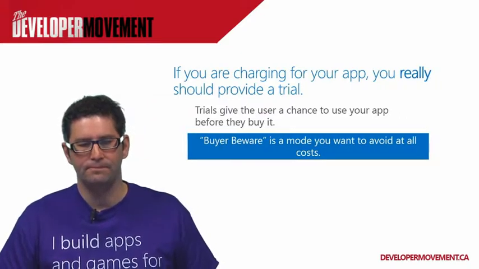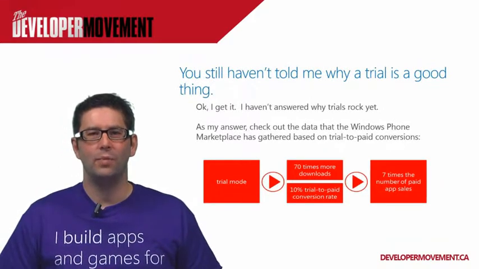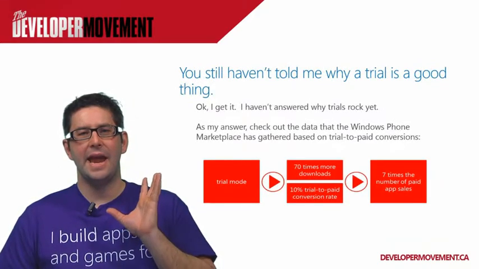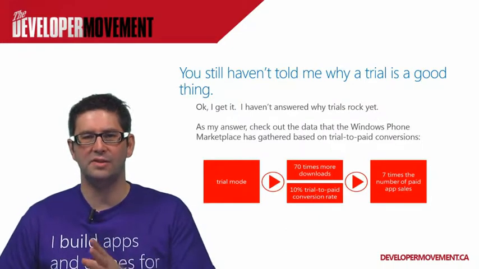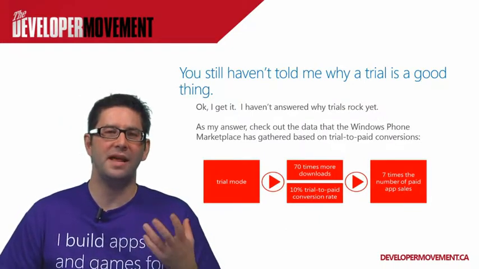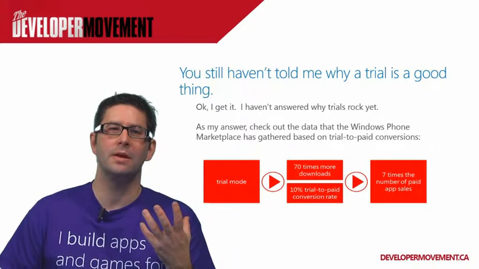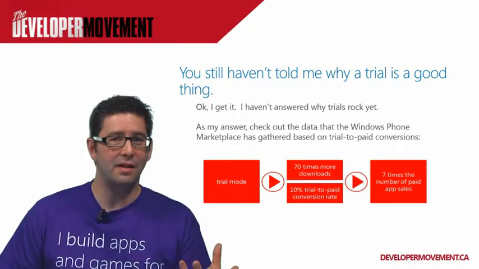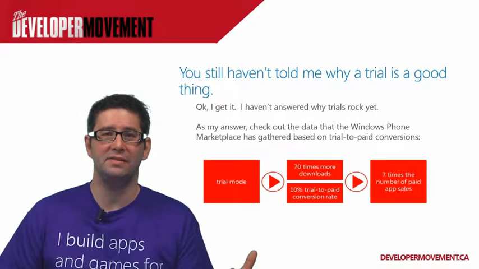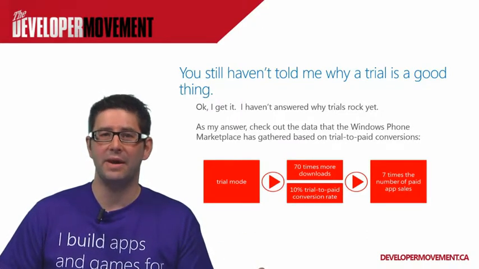So let's think about it. Why is a trial good? Well, there is an API within Windows and Windows Phone called isTrial, and this API, as part of the platform, brings back a Boolean value, so true or false. So .isTrial equals true means that your application is in trial mode and the user hasn't paid for it.